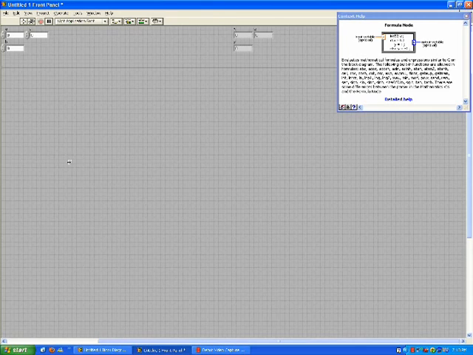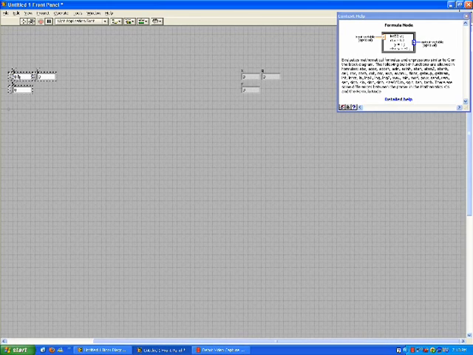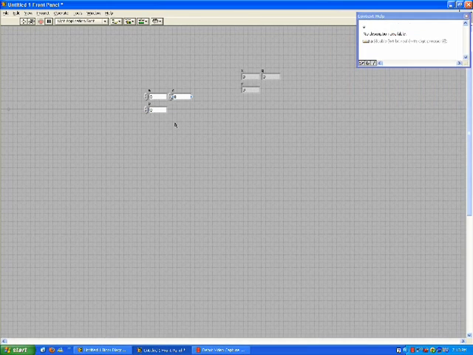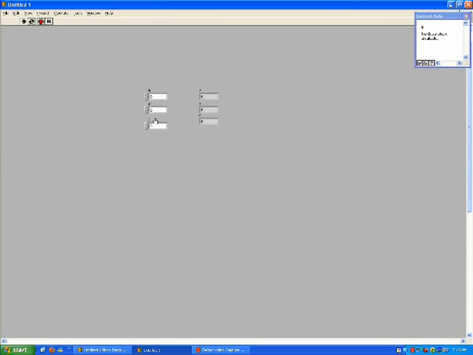Let's now go to the front panel. We have our controllers and our indicators. And run the VI continuously. Change the values of your controllers and you see how the value of your indicators will change. X is equal to A times C, which is 2 times 3. You see how it changes?